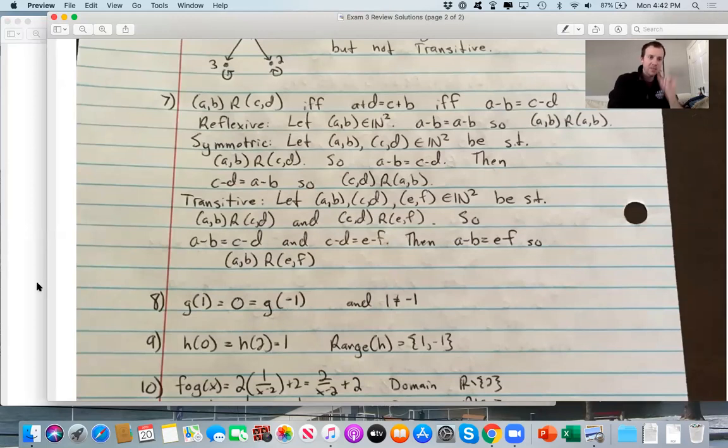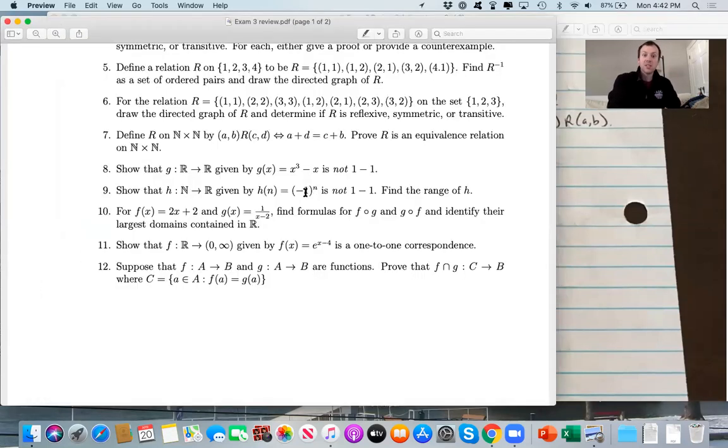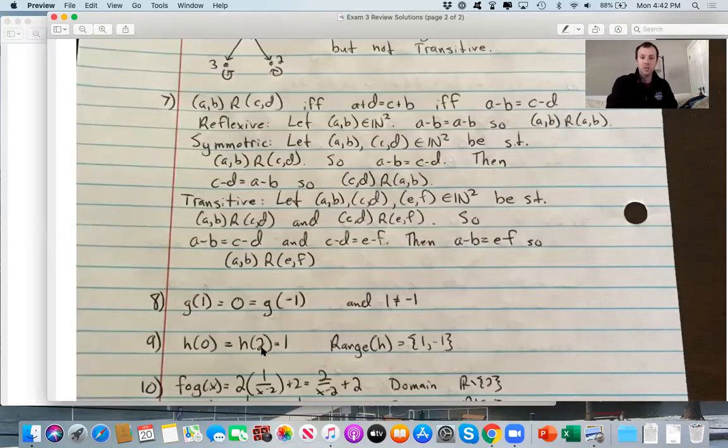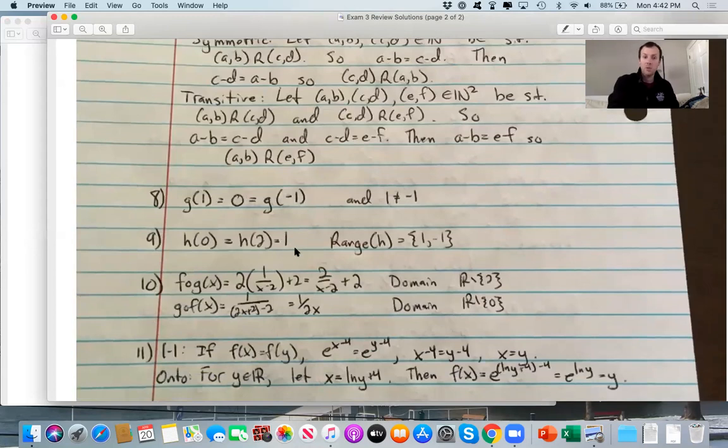In 9, if we think about this, this is a sequence, this alternating sequence. If you put in natural numbers, it bounces between 1 and -1. So in particular, you put in 0, you get 1. If you put in 1, you get -1. If you put in 2, you get 1 again. So those are two inputs which give you the same output. And so this function is actually really not one-to-one.